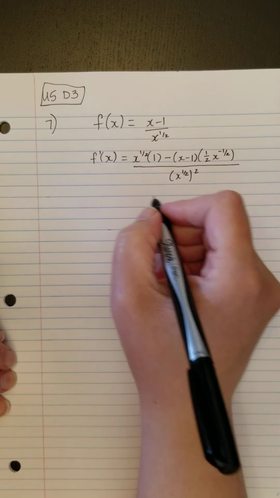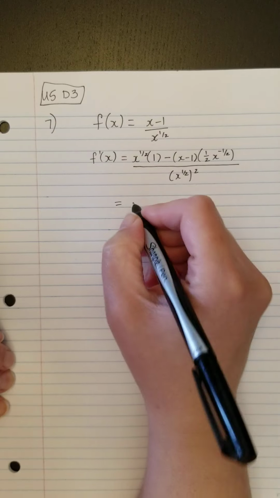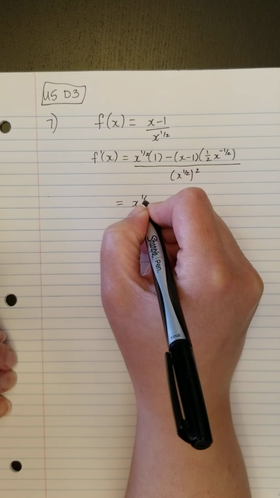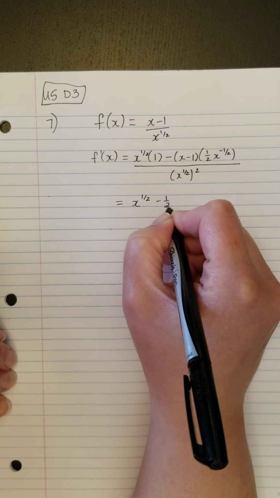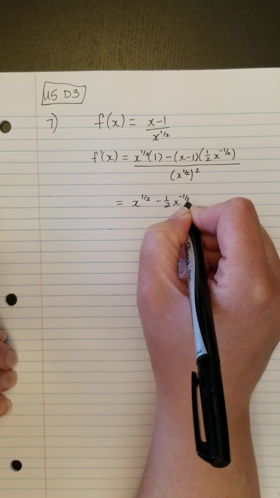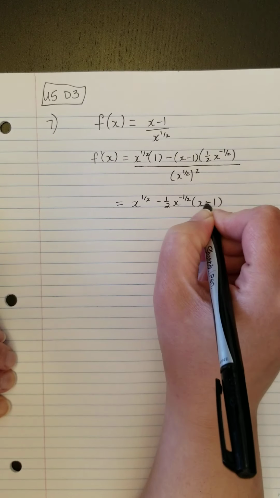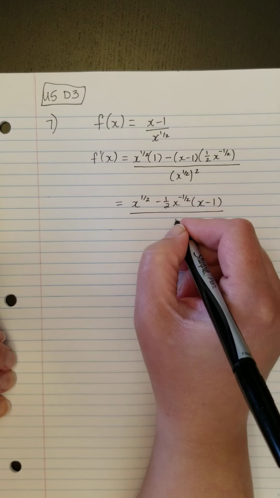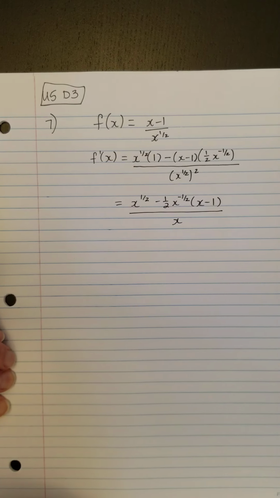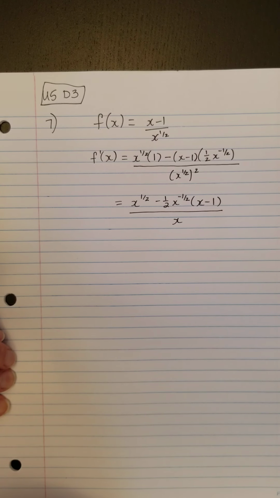And I'm just going to simplify, clean this up a little bit. So that's x to the 1/2, and I'm just going to say this is minus 1/2 x to the negative 1/2 times x minus 1, all over, and of course x to the 1/2 squared works out pretty nicely, and we get just an x on the bottom there.